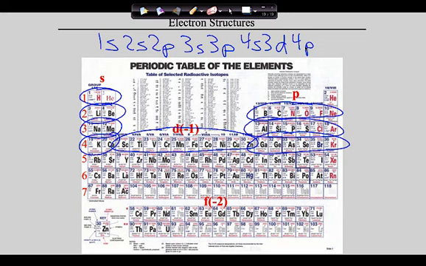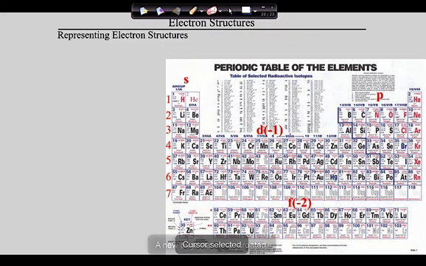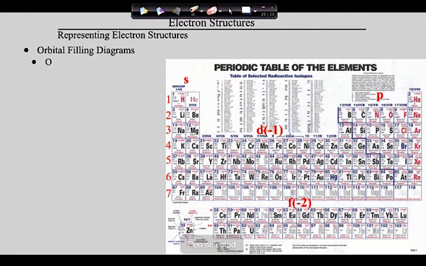So now that we've got a sense of that, let's look at a couple examples given our periodic table, and then we're going to draw 3 specific examples. The first one that we're going to do, as it says here on the left, is the orbital filling diagram for oxygen. The first thing that we want to do is locate oxygen on the periodic table.